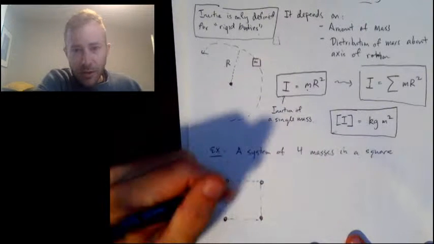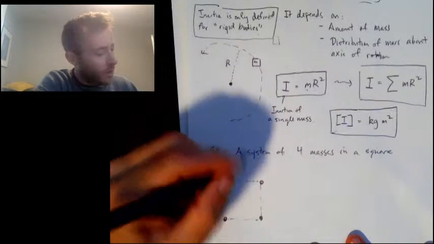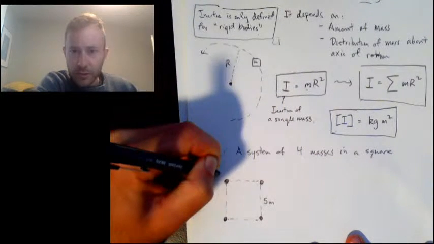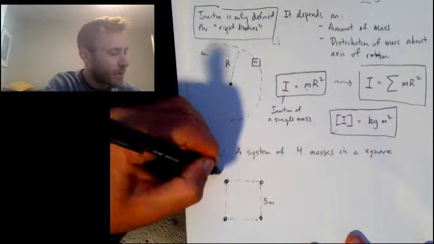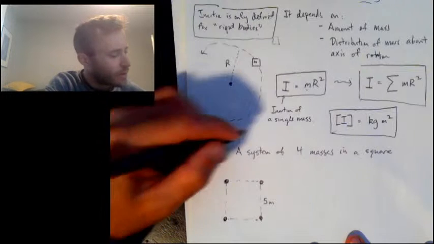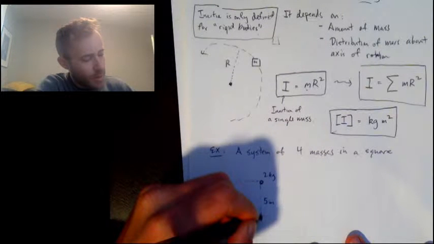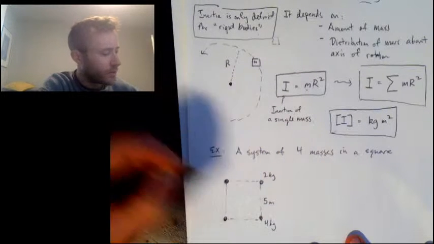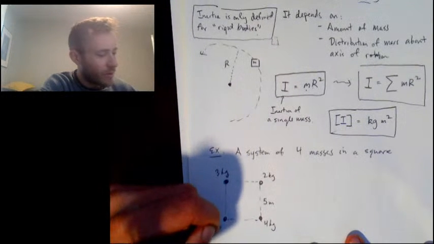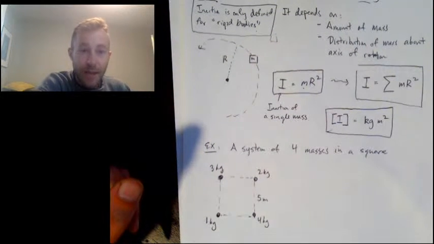Let's suppose that the lengths of the sides of the square are 5 meters, and each of these masses I'm going to give different values. Let's say this is a 2 kilogram mass, this is a 4 kilogram mass, this is a 3 kilogram mass, and this is a 1 kilogram mass. Now I'm going to define some different axes of rotation.